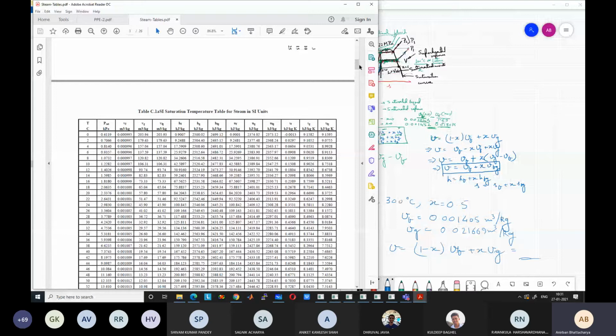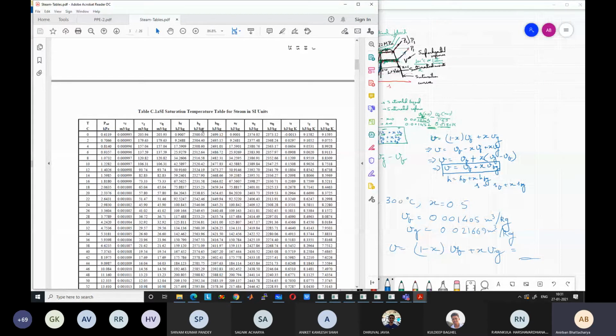Sometimes you will find steam tables where Vf and Vg are given and Vfg is not given. That is no issue, because Vfg is Vg minus Vf. Similarly, Hf and Hg are given and Hfg is not given. Again, Hfg is just Hg minus Hf. It is redundant, just for easing the calculation. These values are given. Sometimes these internal energy values, the U values, are not given at all.